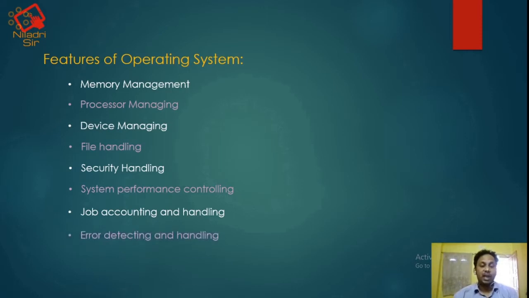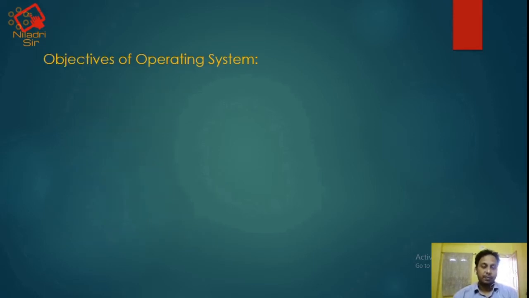And next one is error detecting and handling. This is a very crucial and important thing. All types of errors that arise while we are doing different types of things, different types of processes, are handled by the operating system.